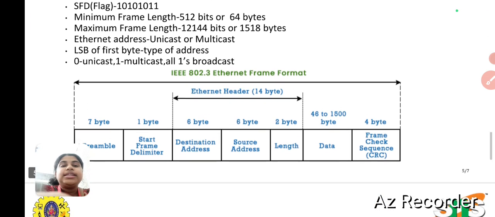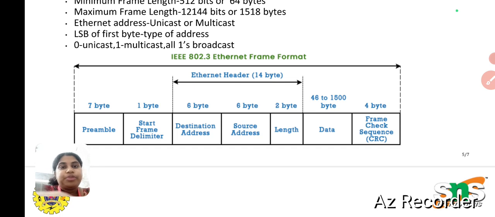Next, this is the Ethernet frame format. In the Ethernet frame format, first we have the preamble, and next we have the SFD, called the start frame delimiter. These two fields will be added by the physical layer. The preamble and start frame delimiter are added by the physical layer, and from the destination address to the CRC will be added in the data link layer.